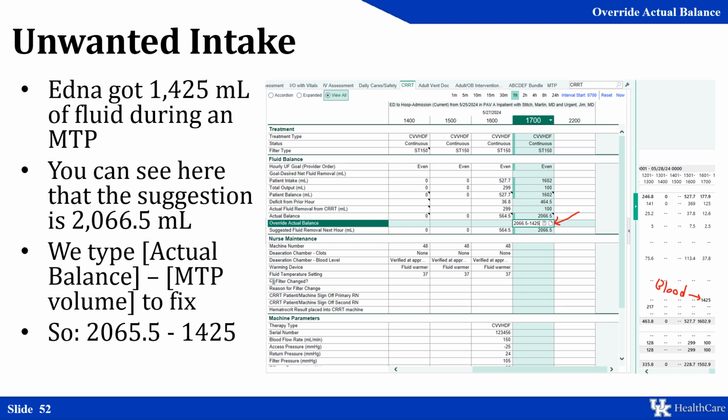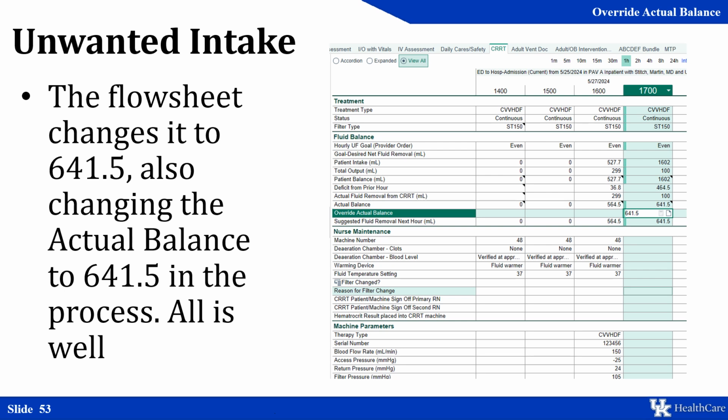the MTP. So what we do is we go to the override actual balance field and we look up our actual balance, which is 2,067, minus whatever we're trying to not take off. We can look at our sidebar summary, and our blood is 1,425 cc's. So we type in the actual balance minus 1,425, and we'll hit enter. Once we hit enter, the flow sheet will change that value to 641.5, and it will change the actual balance to that number. Note that your actual balance is your patient balance plus your deficit from prior hour, and since we're trying to pull even, that's our suggestion for the next hour.